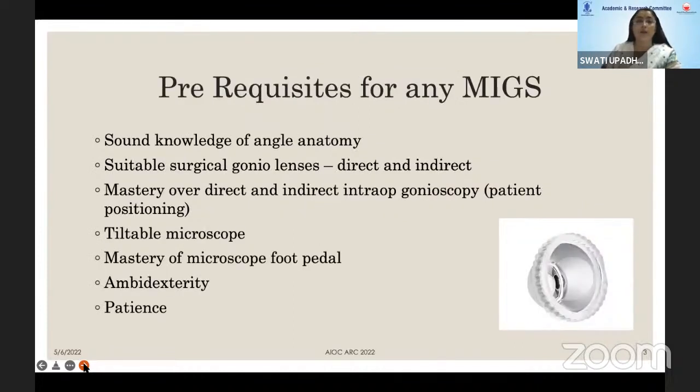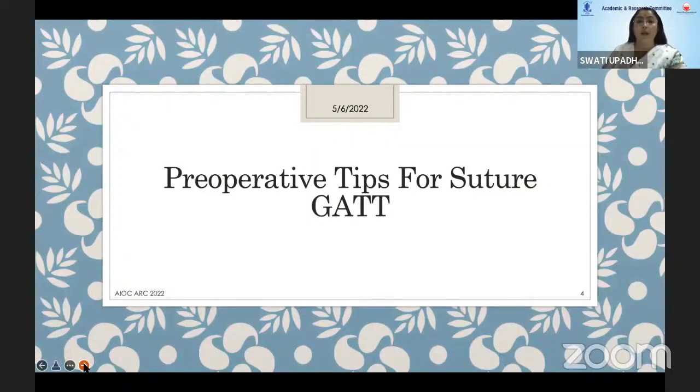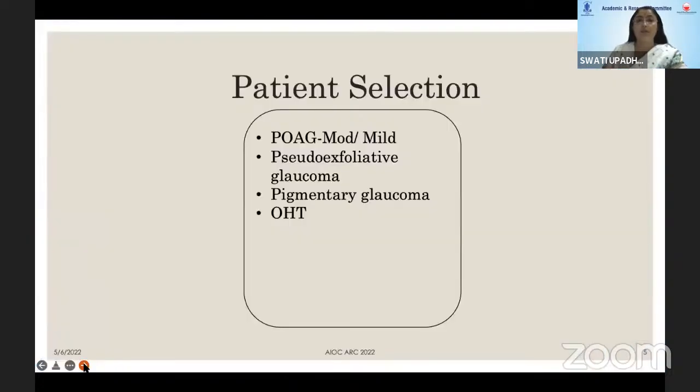Prerequisites for any MIGS are sound knowledge of the angle anatomy, suitable surgical gonio lenses, both direct and indirect, mastery over direct and indirect intra-op gonioscopy, which means patient and microscope positioning, tiltable microscope, mastery of microscope foot pedal, and ambidexterity and patience. The preoperative step for suture GATT will be, first, patient selection. So who are the patients you should take up when you are starting GATT? These are the mild and moderate glaucomas, POAGs, pseudoexfoliative glaucoma, pigmentary glaucoma, and ocular hypertension.